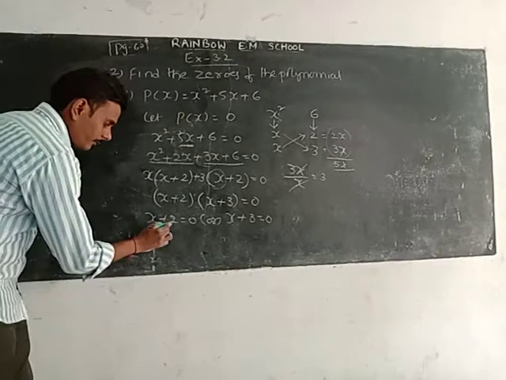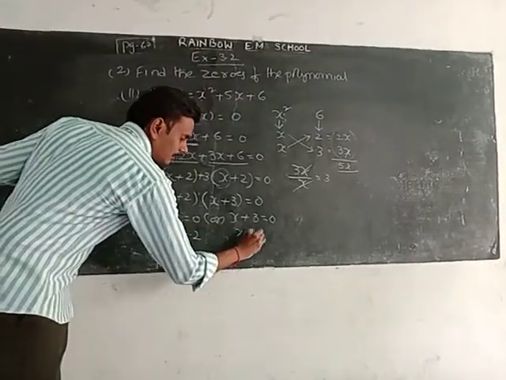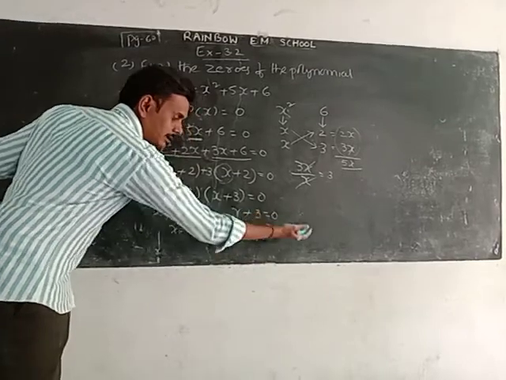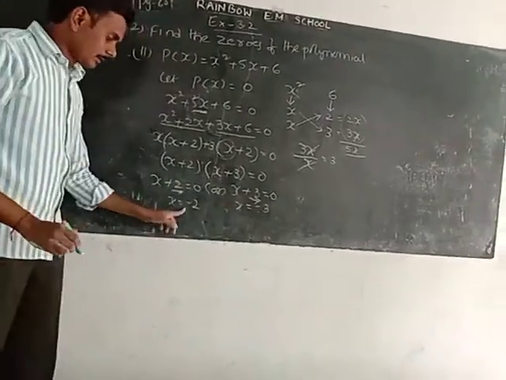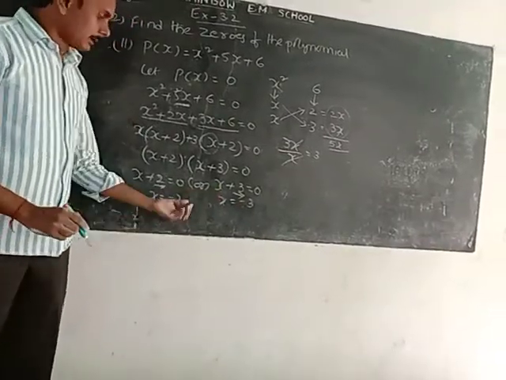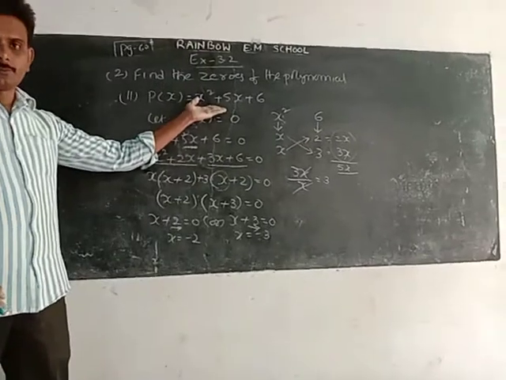Okay. Now we move the plus 2 to that side. X equal to minus 2. X plus 3 equal to 0 becomes x equal to minus 3 on that side. Move the terms. Okay, x equal to minus 2, x equal to minus 3. That means minus 2 and minus 3 are the zeros of the polynomial p of x. Okay, that is the conclusion.